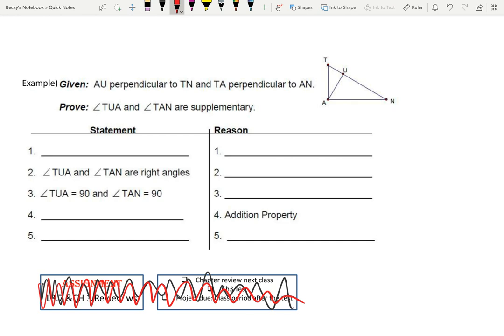All right, so when I wrote this, I couldn't find the perpendicular sign, so I'm going to rewrite this. Instead of saying "is perpendicular to," we're going to use our new symbol: AU perpendicular to TN, and TA is perpendicular to AN. There we go. We're going to use shorthand. That's the way we normally would write it.